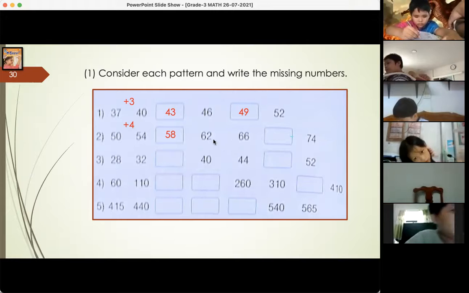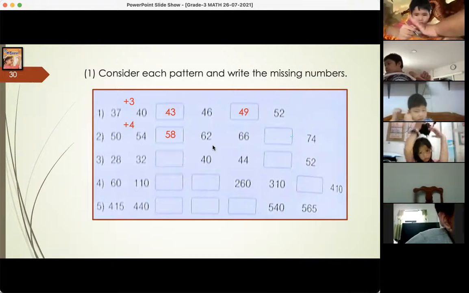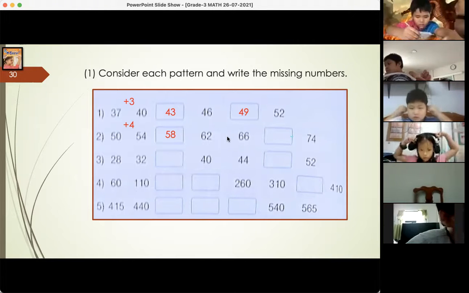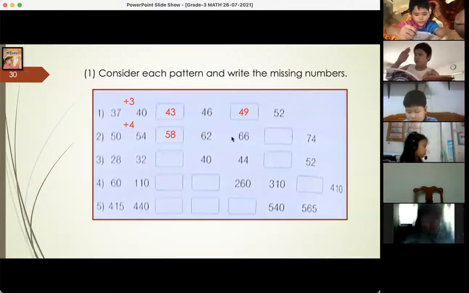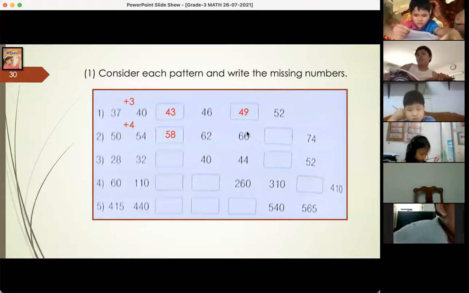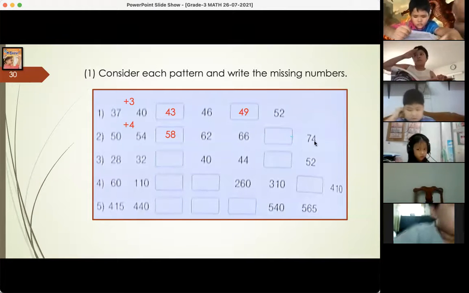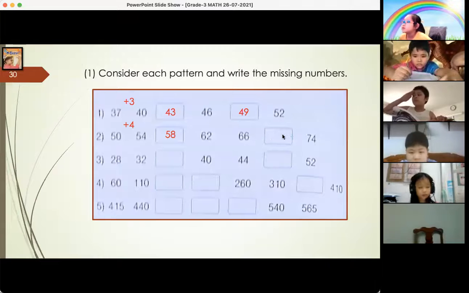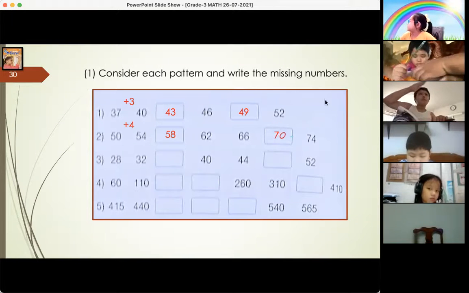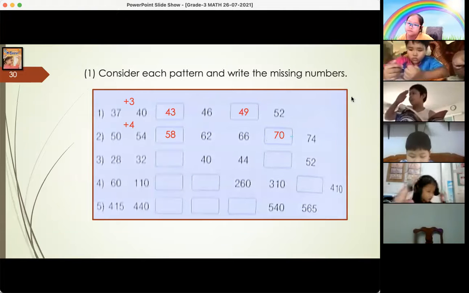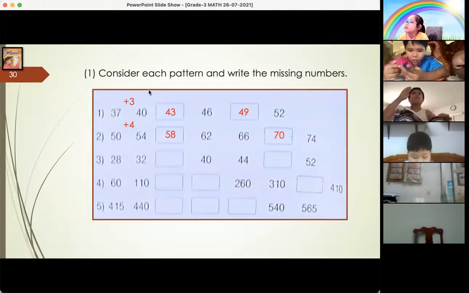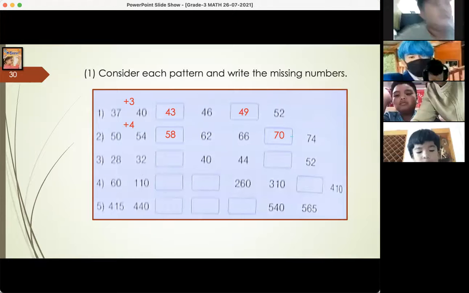Next, 62, add another 4, we can have 66. And then 66, add another 4, we can have what number? 70. Very good, 70. Okay, very good. So thank you so much, Punpun. Good job. Good job. Next, number 3.